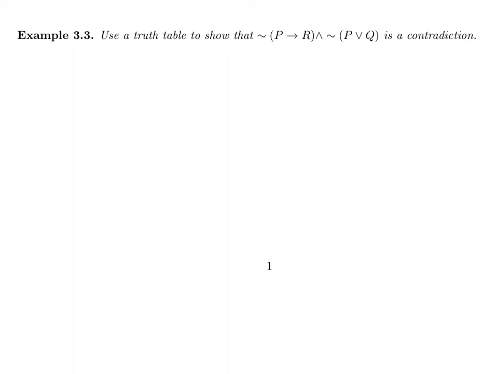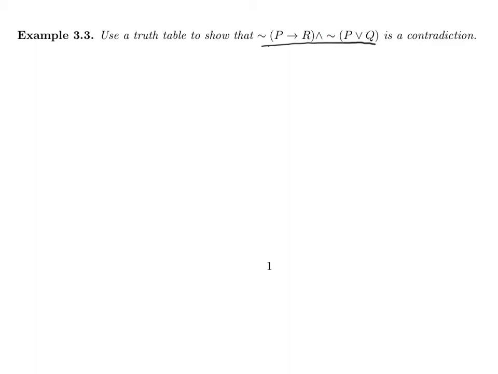All right, let's do this example here. We want to use a truth table to show that this logical formula is indeed a contradiction. So it's in kind of two parts. We need to figure out what the negation of P implies R is, and the negation of P or Q, and then take the and of those statements.